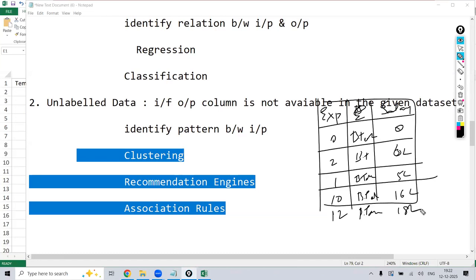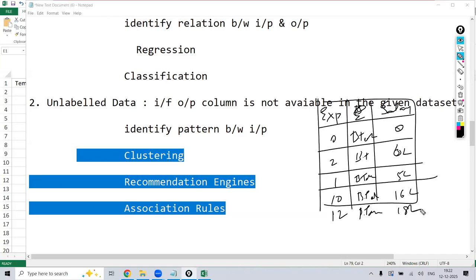Now, sir, are we going to estimate the salary? If I ask the business problem to estimate the salary, the salary column is available. So what type of project does it belong to? Obviously regression. Regression project, because salary is available, labeled data, in number format. So it is called regression.